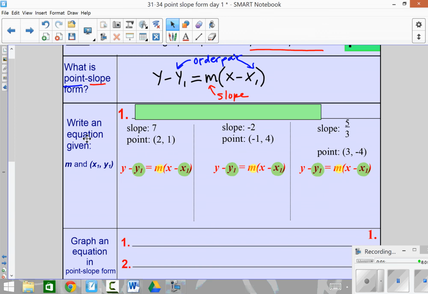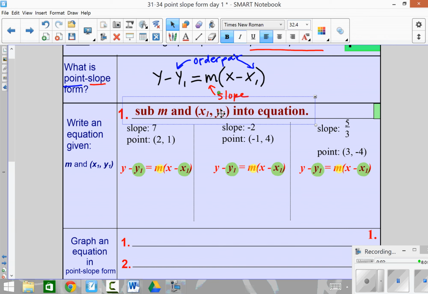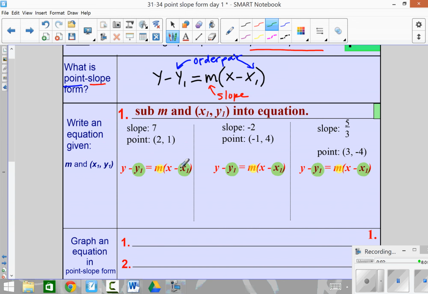Okay, so let's go ahead and see if we can use this form here. How do you write an equation in point-slope form given the slope, the m, and an ordered pair, which is the x1 and the y1? Well, there's only one step. You're going to substitute the m where the m goes, and the x1 and the y1, the ordered pair, into the equation, and you have written an equation in point-slope form. So let's go ahead and give this a try. We only care about the 3 spots in our point-slope form given the 3 numbers. You just have to plug them in the right place and you've got an equation.